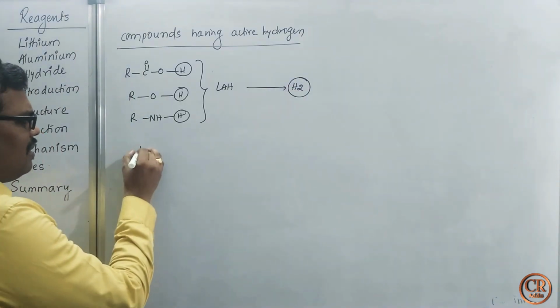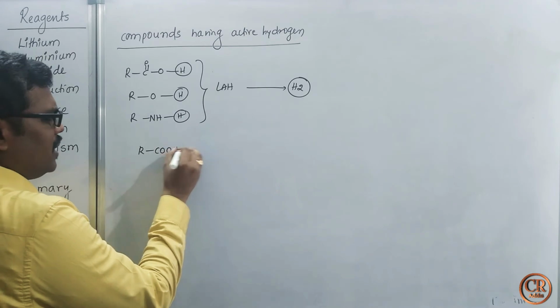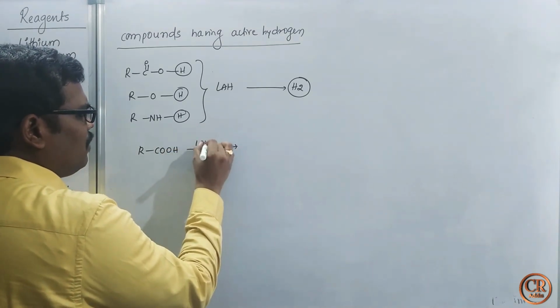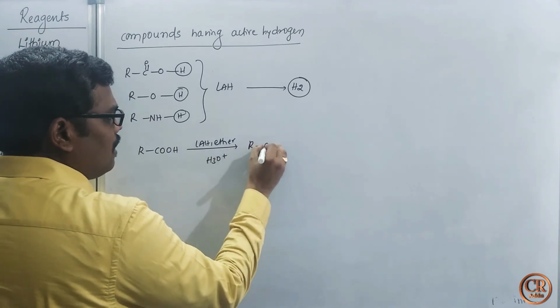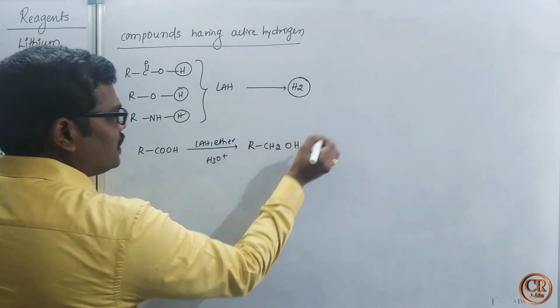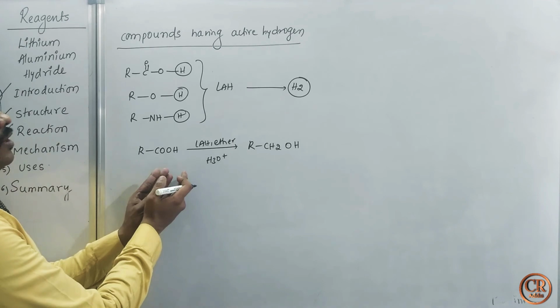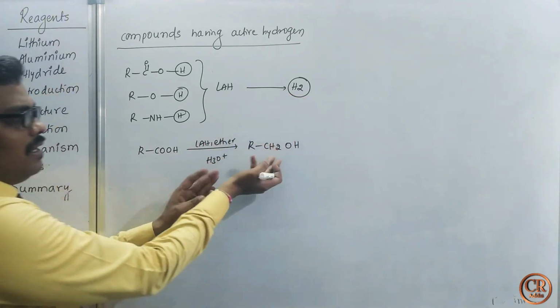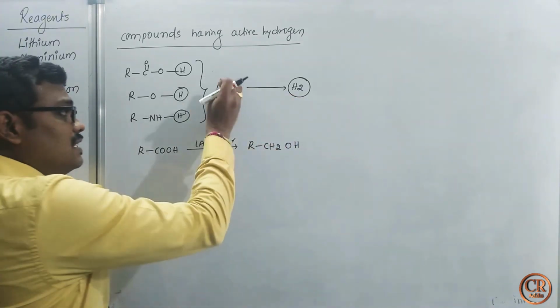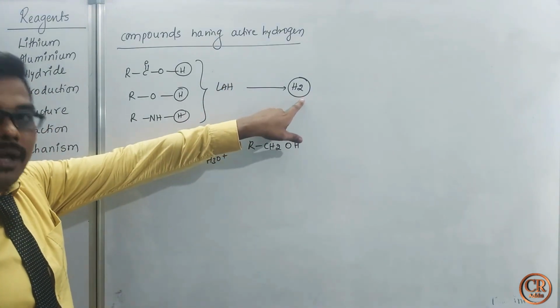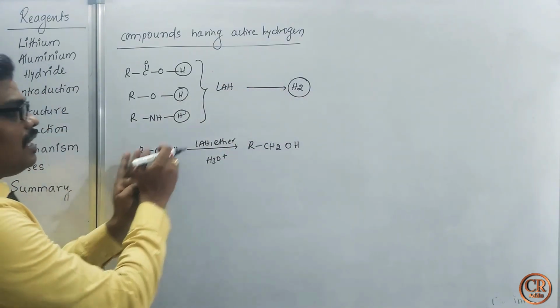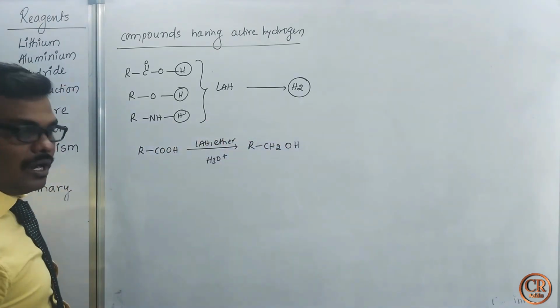But we already know that when RCOOH reacts with lithium aluminum hydride in ether followed by acid hydrolysis, it gives RCH2OH. But how is it possible? Generally here we are saying H2, but here it gives alcohol. Yes. First, a small amount of lithium aluminum hydride is converted into hydrogen. Then the carboxylic acid is reduced to alcohol.